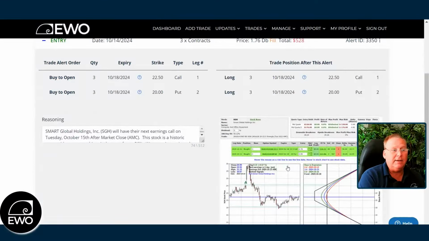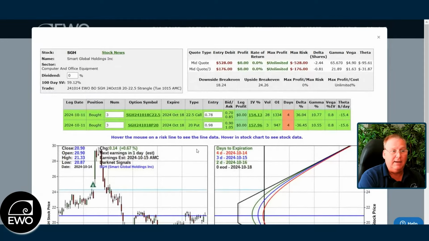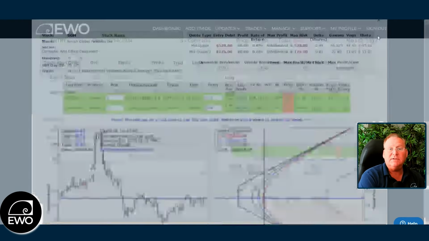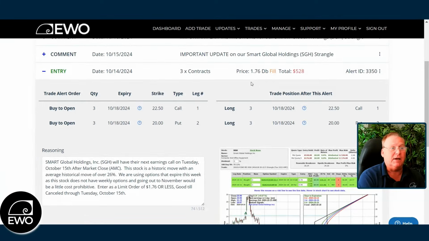This was a strangle that we sent out on the 18th of October. The trade was on Smart Global Holdings, and they had earnings coming up effectively in a day. And we set up this strangle for the trade. Now, the notice for the name change actually came out several months earlier, but it wasn't widely published. So what happened is on the earnings date, the company officially announced their name change.